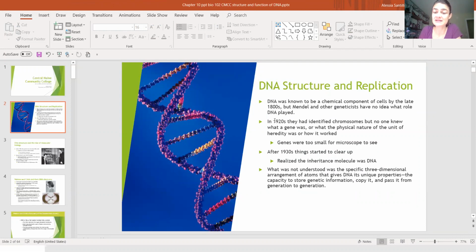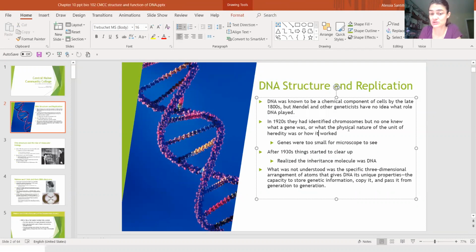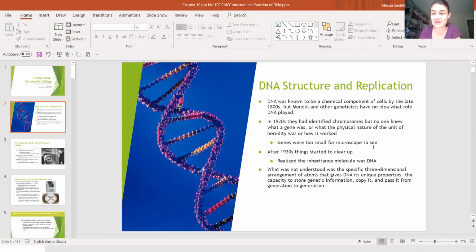So in the 1920s, they identified chromosomes. They saw that DNA was packaged up into specific things known as chromosomes. But again, they didn't quite realize where the genes were. They didn't understand that genes were found on the DNA, right? They thought they could see them under the microscope or something like that, and it just didn't work that way. All they realized in the 1920s was that chromosomes were actually made out of DNA.